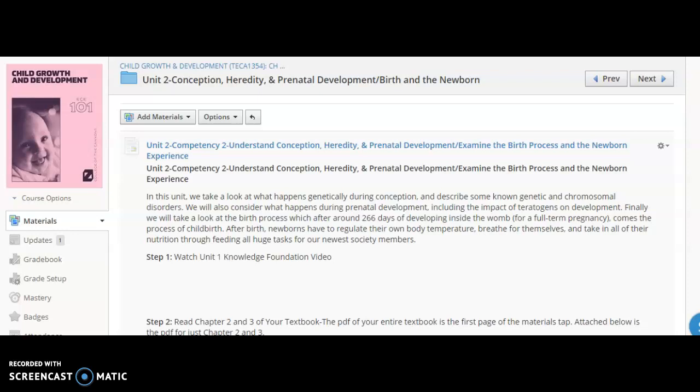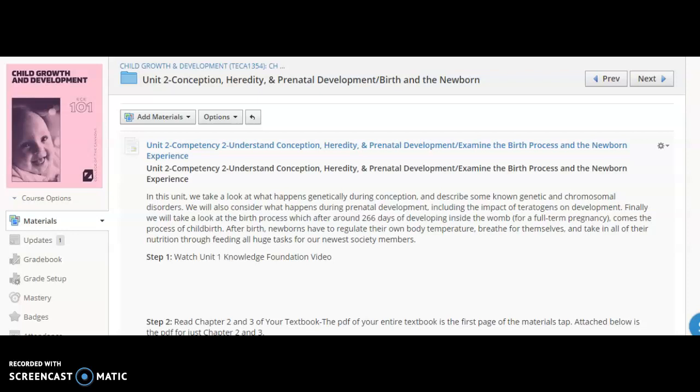So we will look at a typical birth process. There's a lot of things that could happen atypically, but we're going to look at the vaginal birth process, and we'll talk a little bit about a cesarean, which are the two most common ways that birthing can occur, but we don't go that deeply into cesarean, but we look more so at the typical vaginal birth process. And then we'll also look at what happens right after birth, and what newborns have to do, and what problems can arise, and things like that.